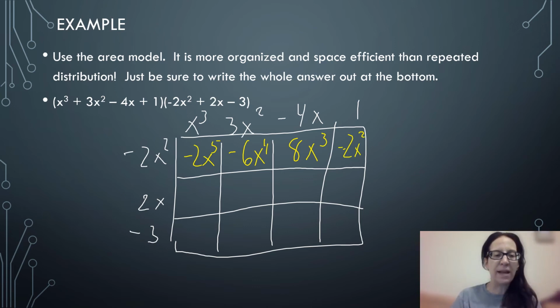Okay, next line down, 2x times x to the third. X to the first times x to the third would give us x to the fourth. So this will be 2x to the fourth. Next one is 2x times 3x squared. So that'll be 6x to the third.